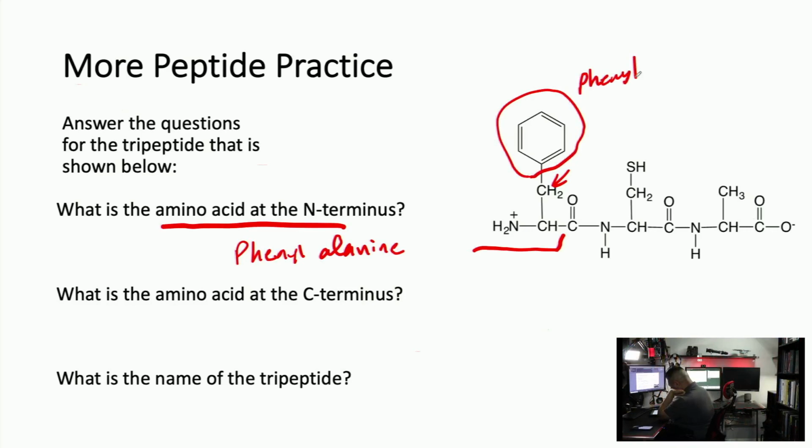What is the amino acid at the C-terminus? Well, that's this one right here. That one right there. And what's up there? Dang, I already gave it away in the last one. When it's just a methyl group, what is that? That's just an alanine.